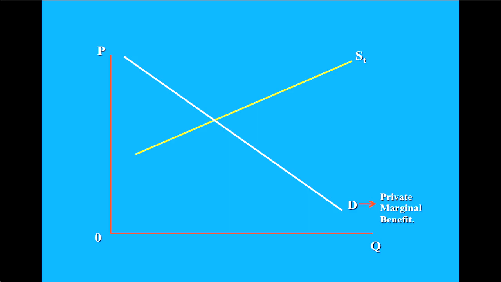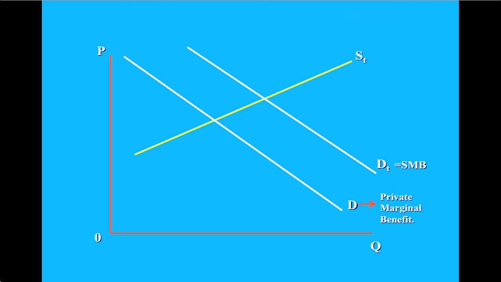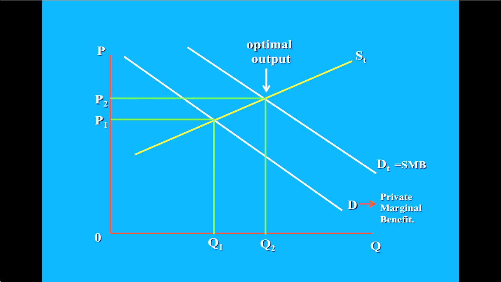But now, in the presence of a positive externality, we also have a social marginal benefit curve, DT, that reflects the positive spillover effects from the vaccination program. So what will be the free market equilibrium in this figure, and what should be the socially preferred equilibrium? In the absence of government intervention, equilibrium will be at P1 and Q1. But in this case, we see that this equilibrium output is less than the optimal output, Q2, at P2.